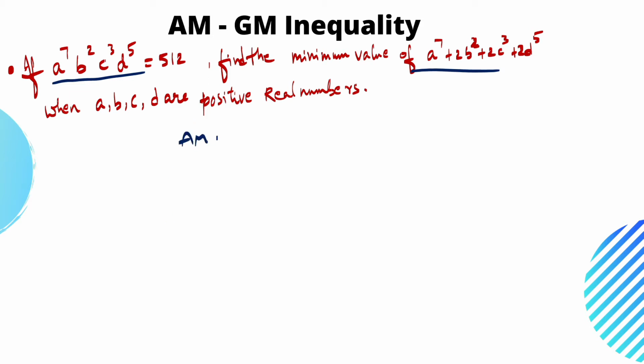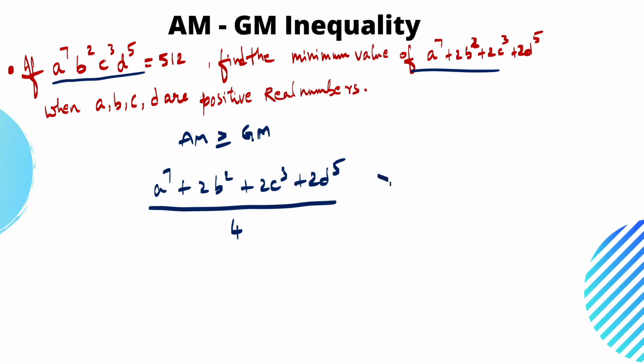So arithmetic mean is greater than or equal to geometric mean, right? So how can we calculate the arithmetic mean? So a power 7 plus 2b square plus 2c cube plus 2d power 5 divided by 4 will be greater than or equal to, what is the geometric mean here? a power 7 into 2b square into 2c cube into 2d power 5, whole power 1 by 4.